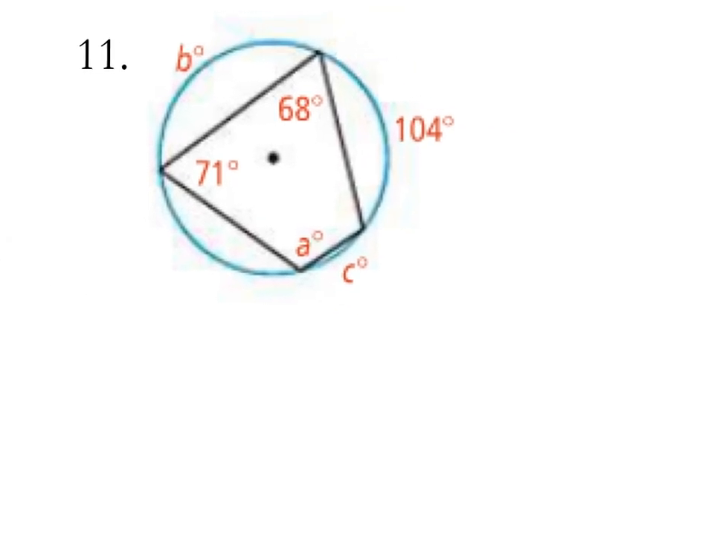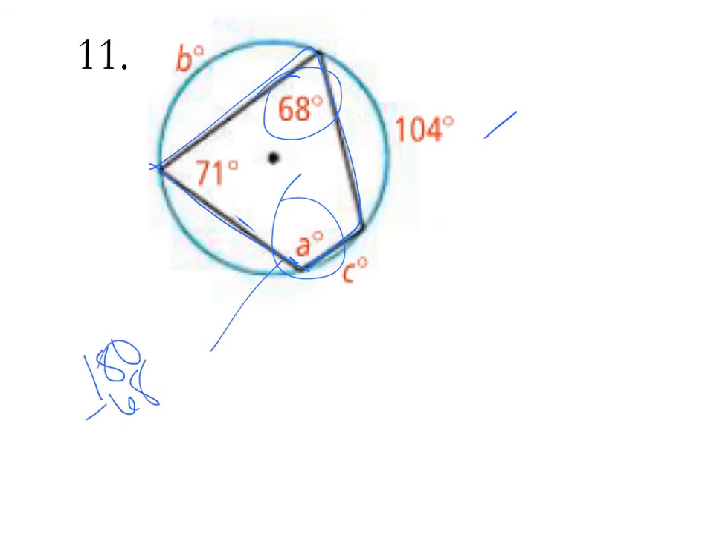Number 11, we have a quadrilateral inside here. To find angle A, if I trace angle A here, that's actually not what I want to do because it has a variable there that's not going to help me. Instead, since it's a quadrilateral, I did say that quadrilaterals have special properties. I know I want to look at the opposite angles. So to find A, I have to do 180 minus 68. A is 112.